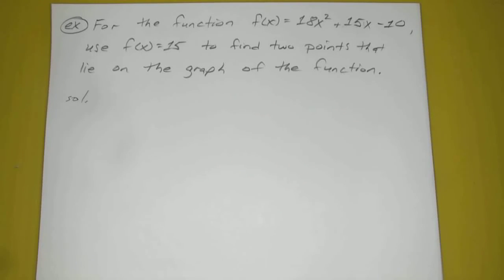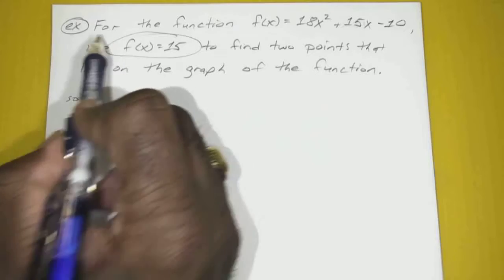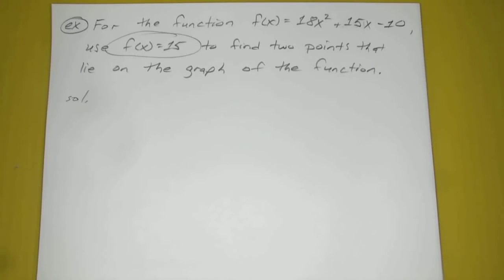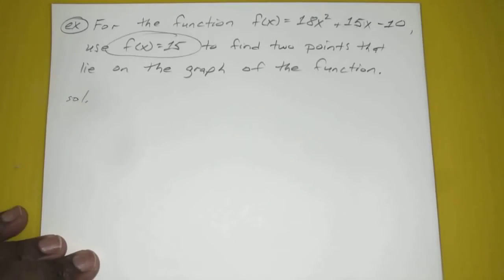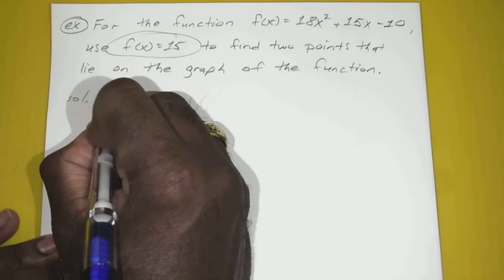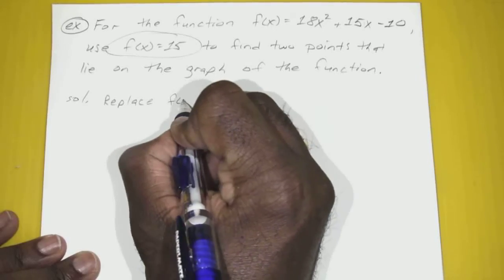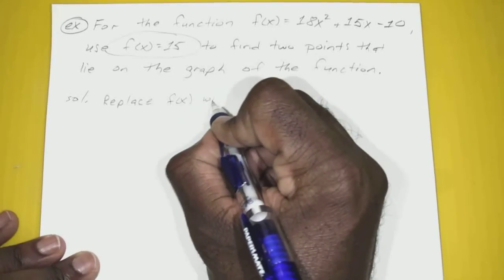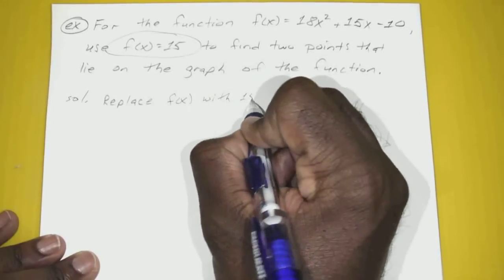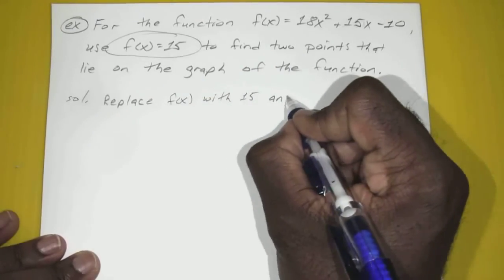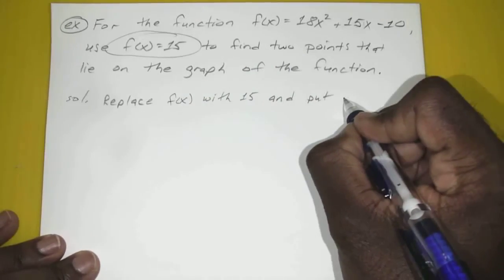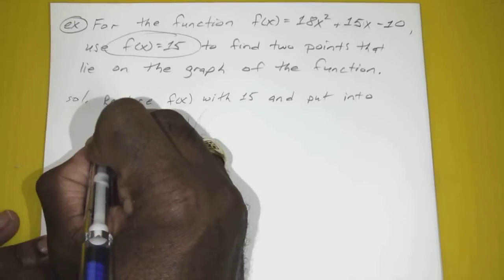Now, the first thing you want to notice on this one is the fact that it says f of x is equal to 15. When you see f of x is equal to 15, you literally just replace f of x with 15. That's your first step. So you're going to replace f of x with 15 and put into standard form.